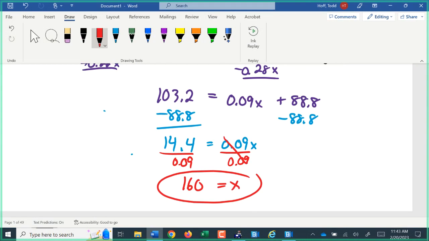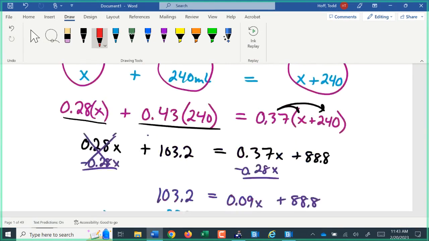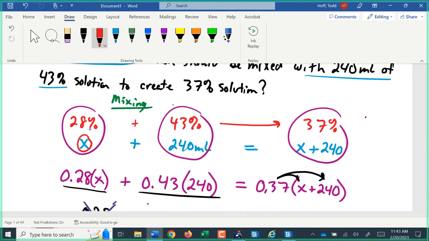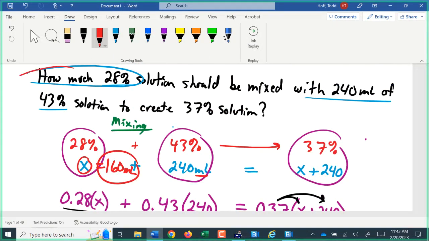So as always then, after these word problems, we have to go back and make sure we know what x stands for. Go back here. X is the amount of the 28% solution. That's 160 milliliters. Then we have to make sure we've answered the question. We'll ask how much 28% solution is needed. That's exactly what we just answered. So we have answered our question. So we're good there.